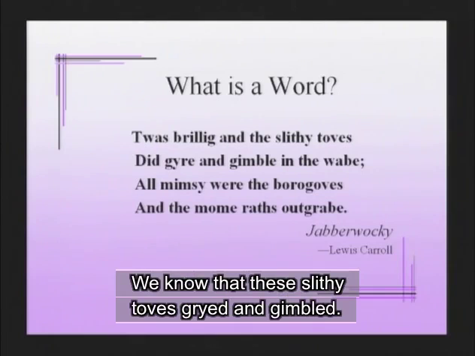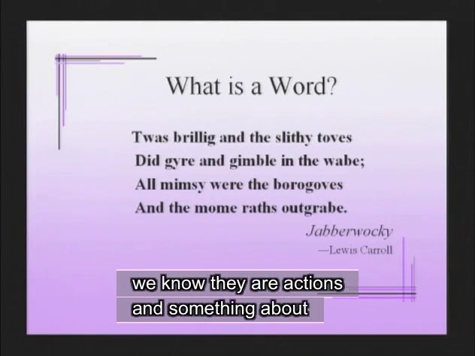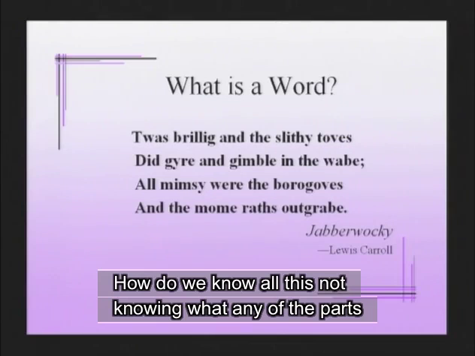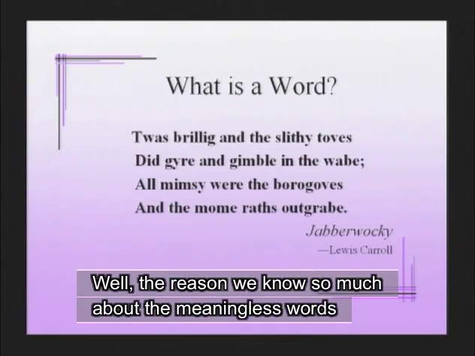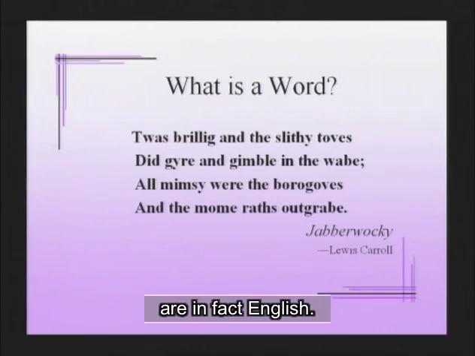We know that these slithy toves gyred and gimbled, and even though we don't know what these actions are, we know they are actions and something about when they took place. How do we know all this, not knowing what any of the parts of the words mean? Well, the reason we know so much about the meaningless words in Carroll's poem is that some of the words and parts of the words are in fact English.